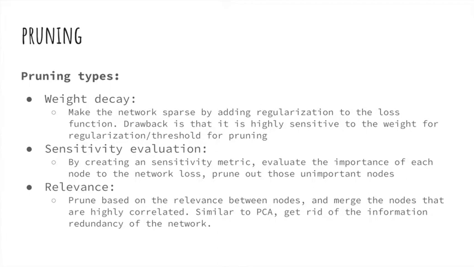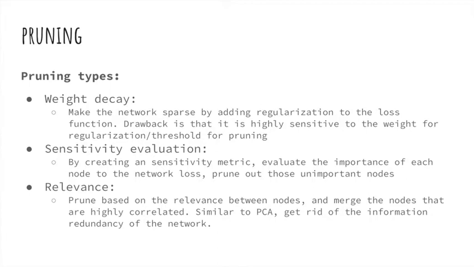The second one is sensitivity evaluation. The main idea is to create a sensitivity matrix and evaluate the importance of each neuron to the network loss. If the neuron doesn't change the network much, then I consider it an unimportant neuron and I will prune it out. On the other hand, if the neuron greatly affects the network loss, then it's an important neuron and I will keep it.